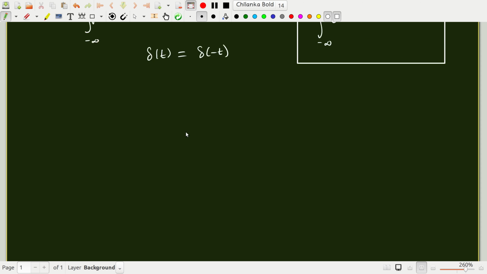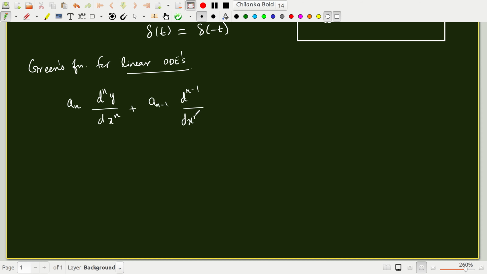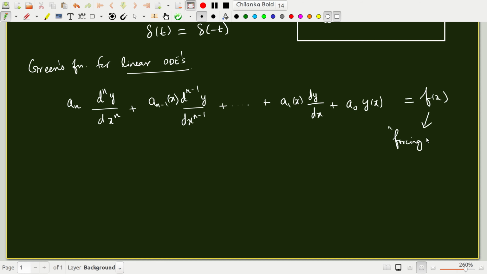Now let's go to the notion of a Green's function. Green's function is of course relevant for linear problems. So here we are going to consider linear ordinary differential equations of the form a_n d^n y/dx^n plus a_(n-1) times the (n-1)th derivative of y, plus so on up to a_1 dy/dx plus a_0 times y of x. Now this is a linear differential equation with coefficients that are in general functions of x, and the right side has a forcing function. The inhomogeneous term is sometimes referred to as a forcing function.